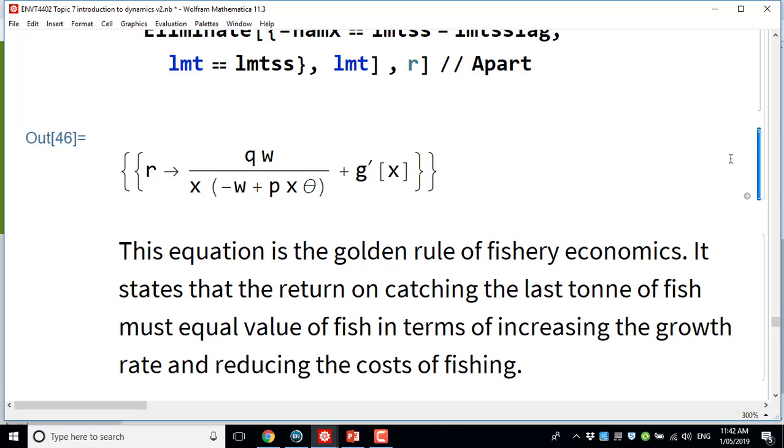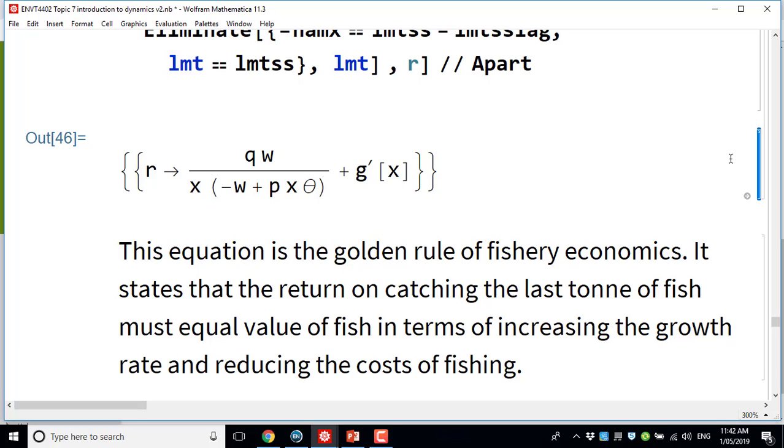Well, this term here is accounting for the fact that if you hold that last ton of fish in the sea, it's increasing the growth rate of fish. So it's giving you more fish in the future. So that's this term here, which is the derivative of the growth rate.